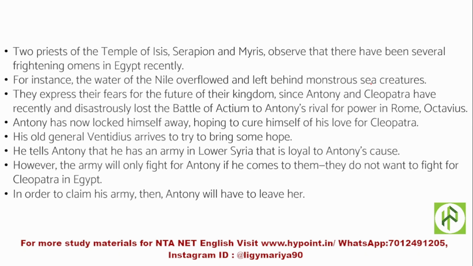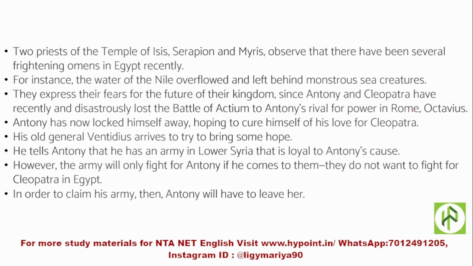For instance, the water of the Nile overflowed and left behind monstrous sea creatures. The overflowing Nile is common to them; it's not an unusual sight. But after the flood was over, it left behind monstrous sea creatures. They expressed their fear for the future of their kingdom, since Antony and Cleopatra have recently and disastrously lost the Battle of Actium to Antony's rival for power in Rome, Octavius.